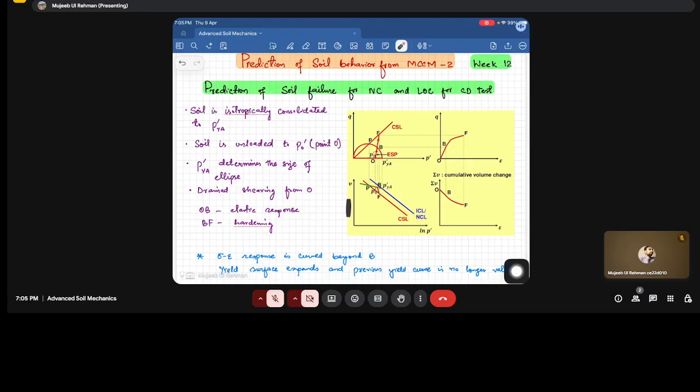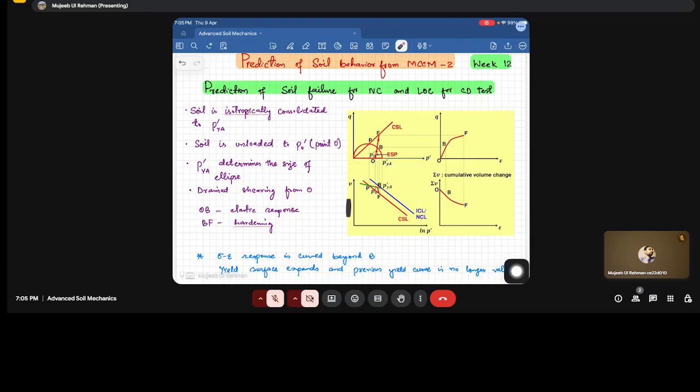So from O to B, in the v-ln p' plot, this is the curve which corresponds to O to B, which is actually the reloading, in which the stress corresponding to this state is less than the yield stress.